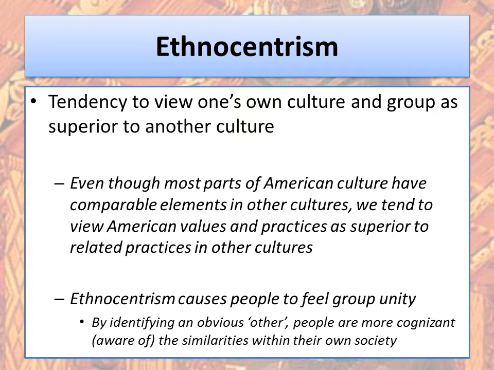So, for example, even though most parts of American culture have comparable elements in other cultures, remember that's cultural universals, Americans who tend to see values and practices used in America as superior to values and practices done in other cultures, they would be described as being ethnocentric. And ethnocentrism causes people to feel group unity. So here in America, we can identify ourselves as Americans, and we focus on our similarities, especially in comparison to the differences in other cultures. And it makes us feel more united, more together as a group.